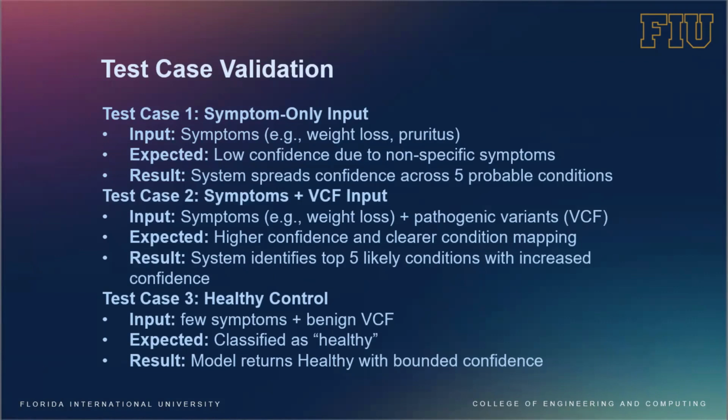Test case 2 involves symptoms and VCF input. Therefore, the expected input from the user will be once again these symptoms, for example, weight loss, as well as pathogenic variants, the VCF. What is expected is a higher confidence and clearer condition mapping. And the final result will be the system identifying the top 5 likely conditions with increased confidence.